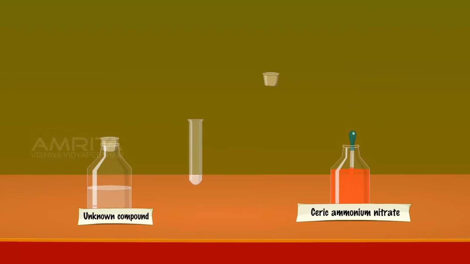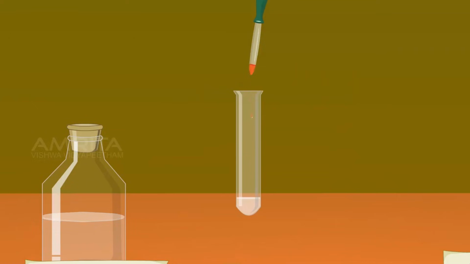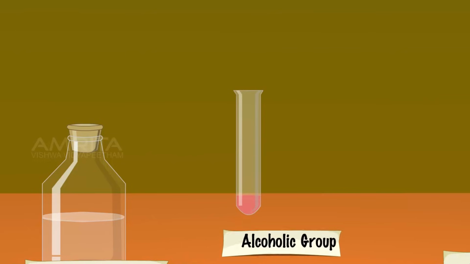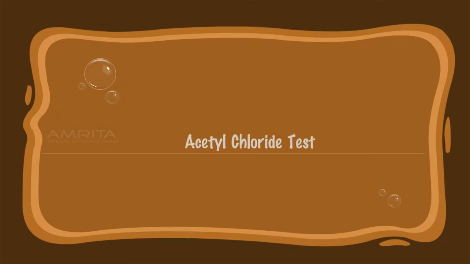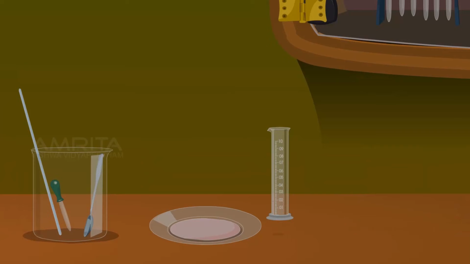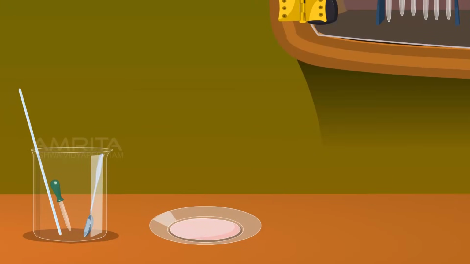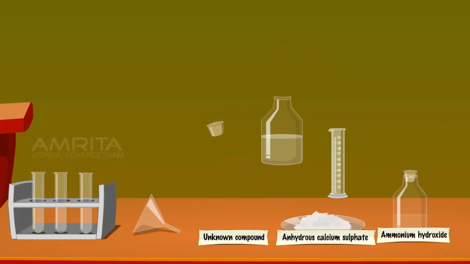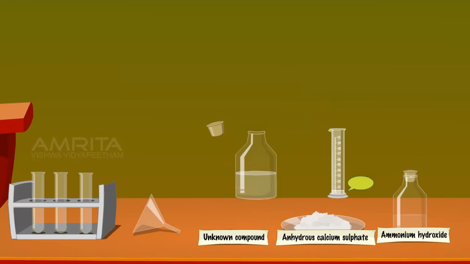Add a few drops of ceric ammonium nitrate reagent into it. Shake well. Alcoholic compounds on reaction with ceric ammonium nitrate give a red coloration due to the formation of alkoxycerium(IV) complex. Acetyl chloride test. Procedure. Take a measuring jar. Pour 1 ml of the given unknown liquid into it.